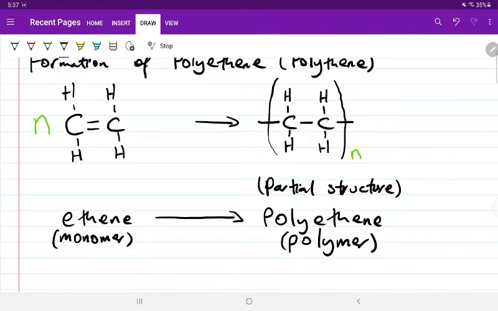All right, this is the partial structure of polyethylene. This is what they will ask you to draw in the exam. They can't ask you to draw the whole structure of it because that is not feasible. But what they will do is ask you to draw the partial structure for different addition polymers.